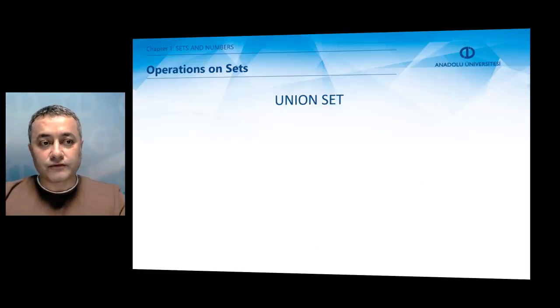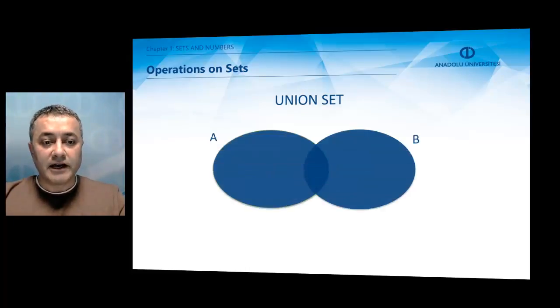Now, for the union of sets, once again we are given 2 sets A and B, and we define the union of these 2 sets as the set which contains all the elements that belong either to A or to B. This is denoted by A union B.